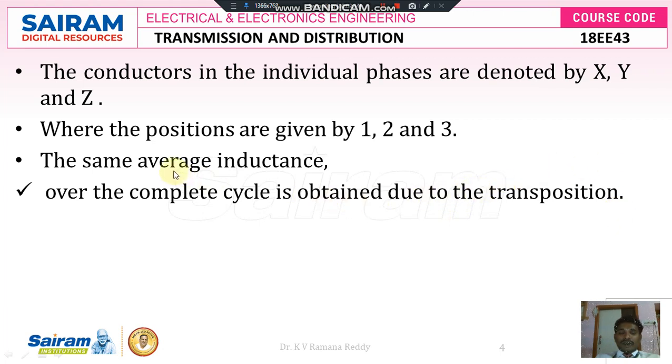So even if we do the transposition, if I want to get the average value of the inductance, I calculate one inductance for conductor A and the remaining I may take as the average value, because for symmetrical spacing it is easy, but for unsymmetrical spacing it is difficult.